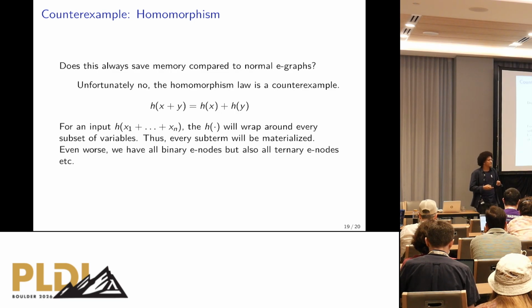And furthermore, we perform worse than traditional equality saturation in this case, because in egg or egglog, you store the nodes as binary, and with this we also will have all the ternary variants and all the arity 4 and so on.